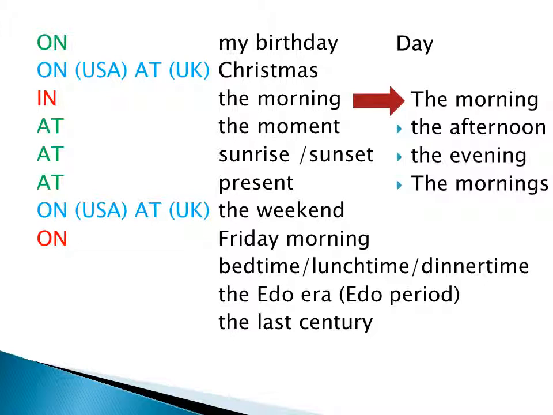Bedtime, lunchtime, dinner time is a point in time. Easy to guess this one. At bedtime, at lunchtime, at dinner time. The Edo era was a few hundred years. It's a long time. It's a really long time. So I'll put in the Edo era. There were samurais in the Edo era. And finally, the last century. Century is 100 years. So in this case, you can guess it. It's in the last century.